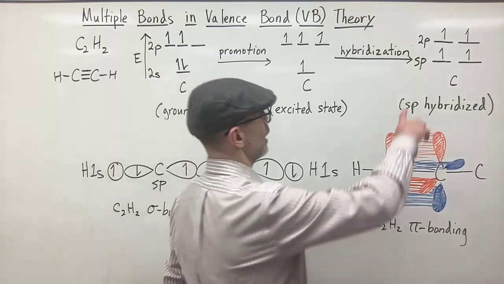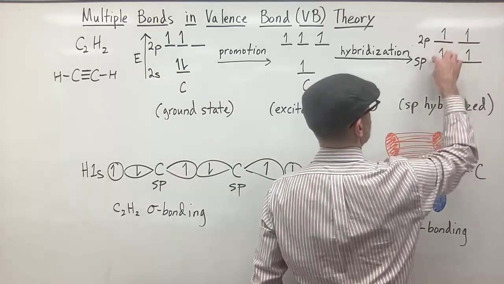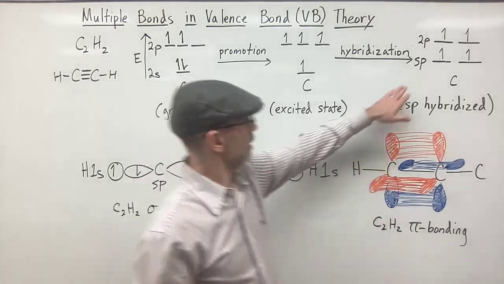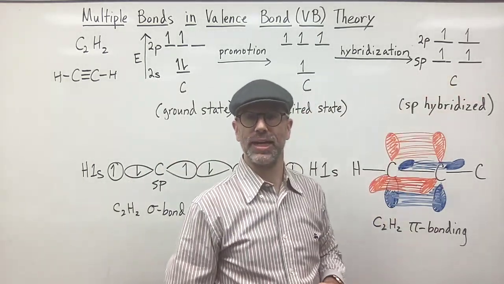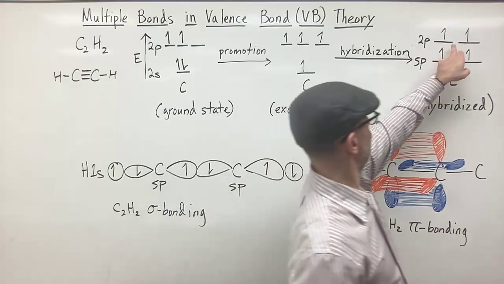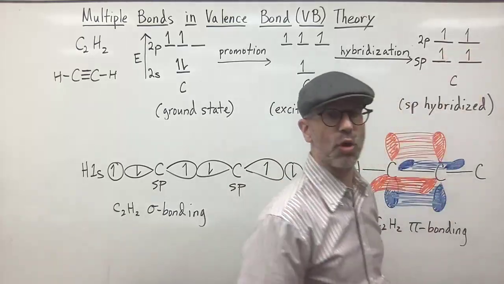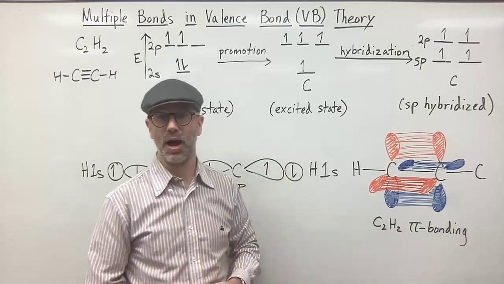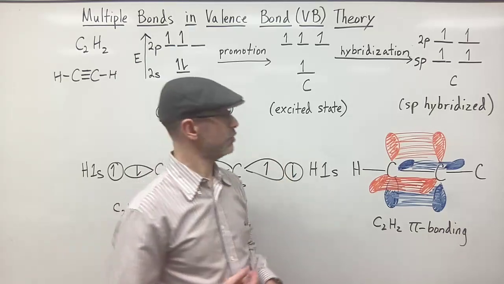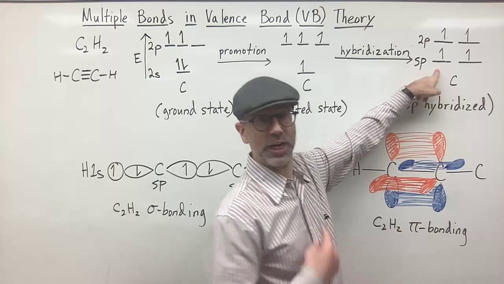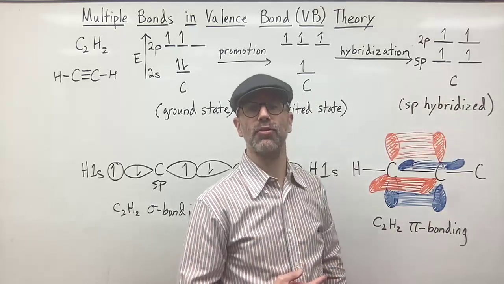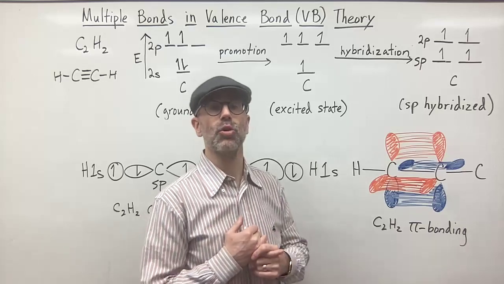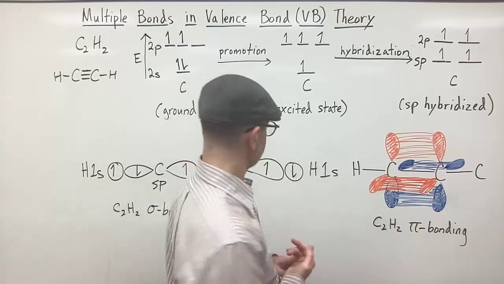Okay, so now again we have our four unpaired electrons, but now two of the unpaired electrons are in the two equal energy sp hybrid orbitals, and this time we have two unhybridized p orbitals. Last time we had one unhybridized p orbital. This time we have two. And this is the same for each carbon. So both carbons are going to have two sp hybridized orbitals and two unhybridized p orbitals.